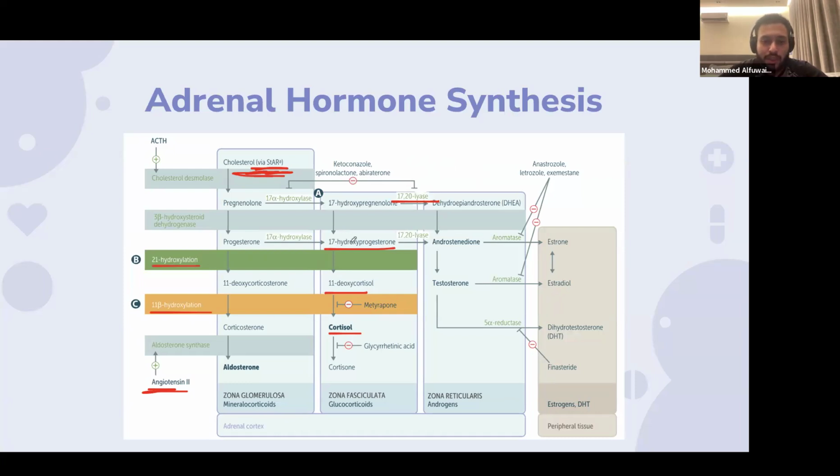The most important enzymes are these, A, B, and C: 17 alpha hydroxylase, 21 hydroxylase, and 11 beta hydroxylase. Let's talk about this very quickly. First one is 17 alpha hydroxylase. Let's just knock this one out, okay? For 17 alpha hydroxylase deficiency, the pathways to cortisol and androgens will be absent. It will all go to mineralocorticoids, to aldosterone. So, what will this patient have? High aldosterone, low cortisol, and low androgens.